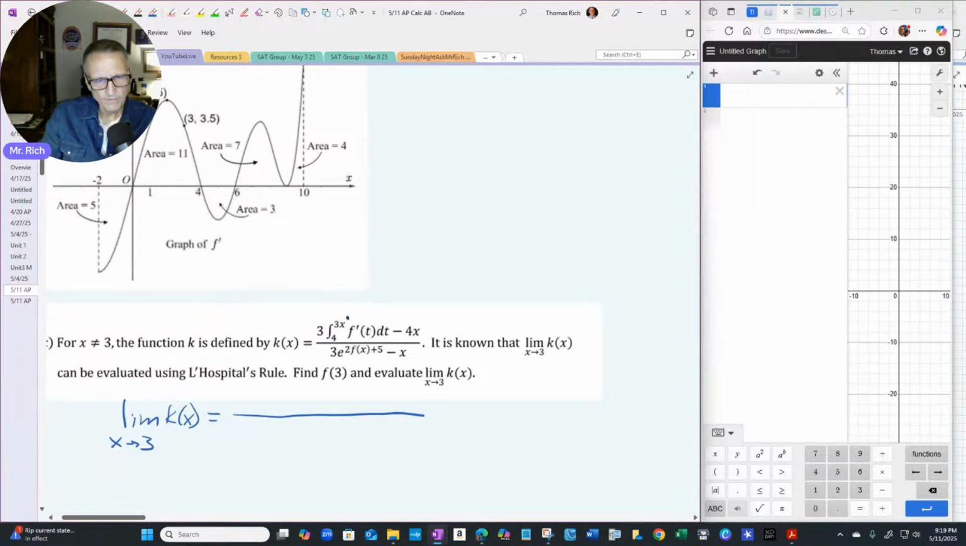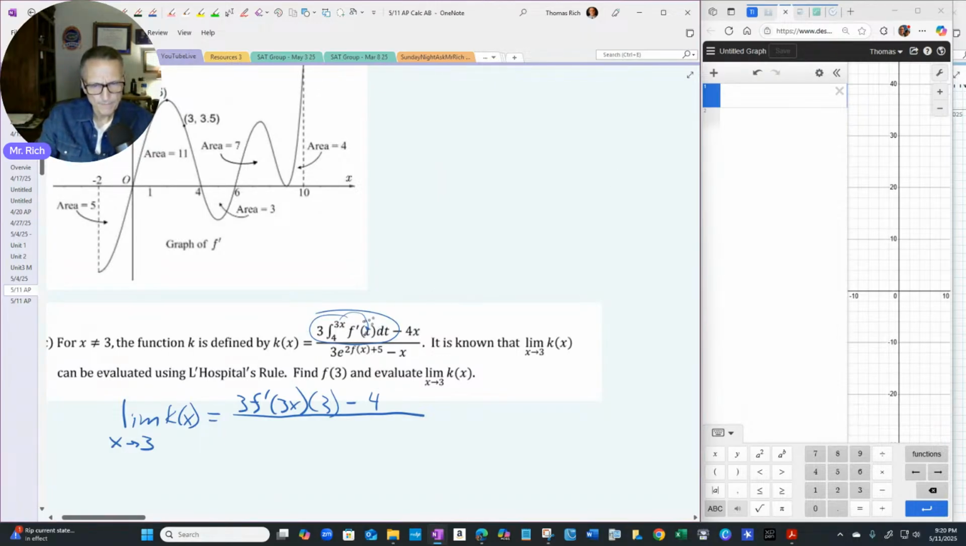Well, if we take the derivative of this right here, what's going to happen is we are going to negate the antiderivative, and the 3x will be put into the dummy variable t. So I will have the 3 here, but then this will be 3 times f prime of 3x. But then I have to multiply that by the derivative of 3x, 3. So I'm just going to put parentheses 3 right there. And then the derivative of the negative 4x would be negative 4. So that's the derivative of the top.